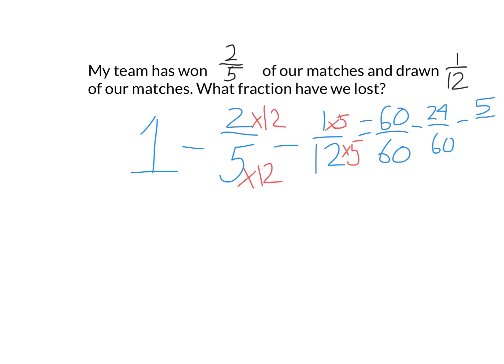So now all we need to do is subtract the tops. We don't subtract the denominators. 60 minus 24 minus 5 equals 31. So we have lost 31/60ths of our matches.